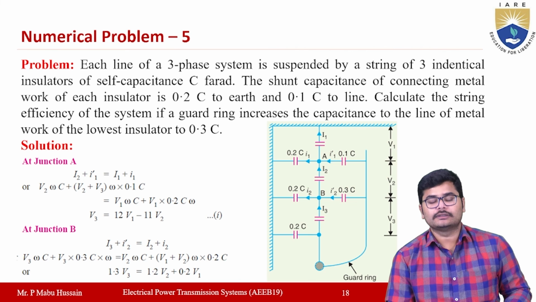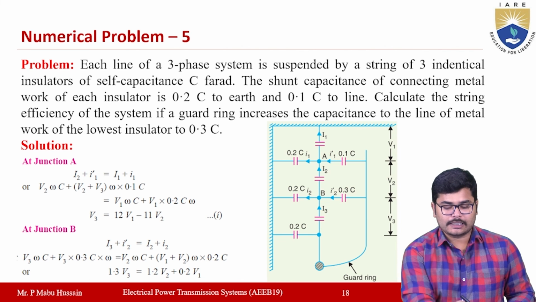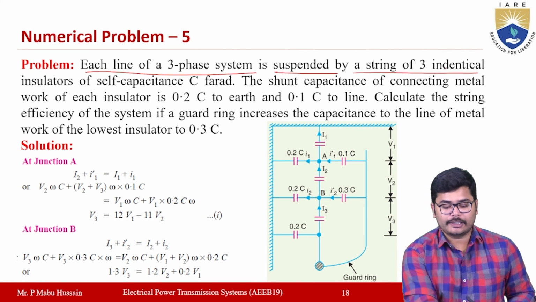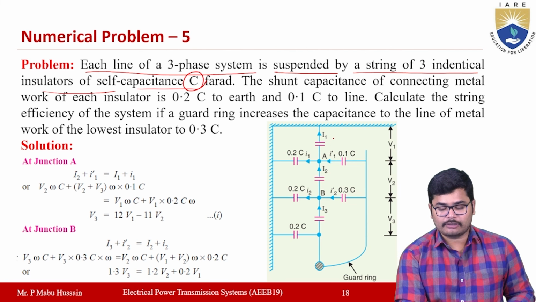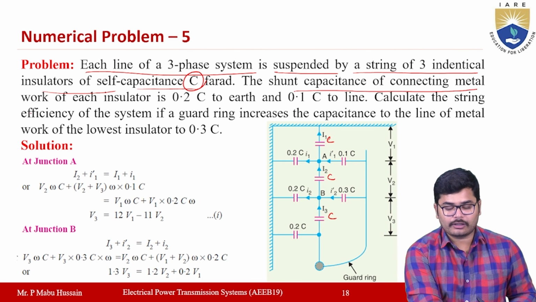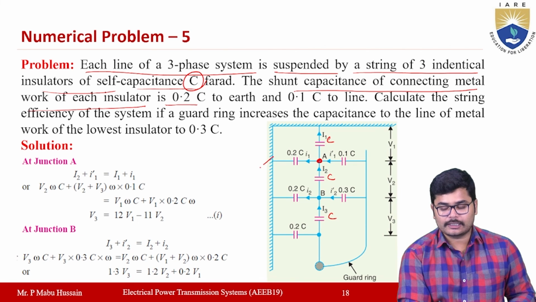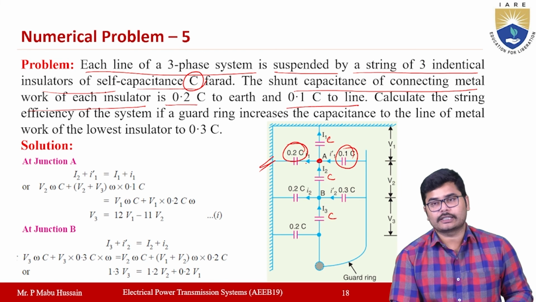So finally, the last problem. Each line of a three-phase system is suspended by a string of 3 identical insulators of self-capacitance C. Here each insulator self-capacitance is given, which is C. So this is C, this is C, this is also C. And the shunt capacitance of the connecting metalwork of each insulator is 0.25 C to the earth. So that means from the metallic link to earth it is 0.25 C, and to the line it is 0.1 C.